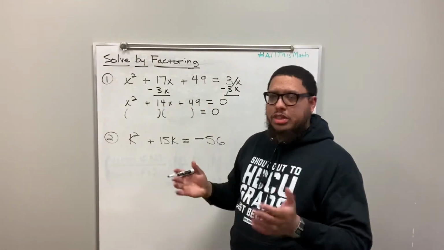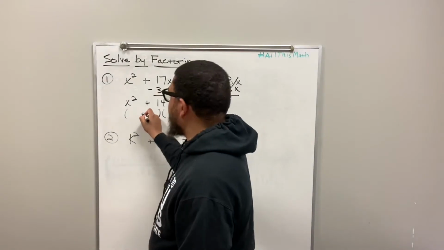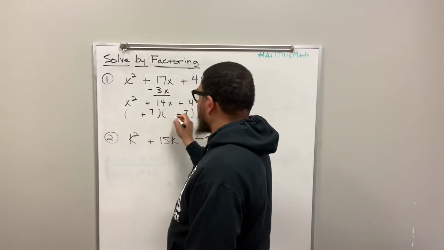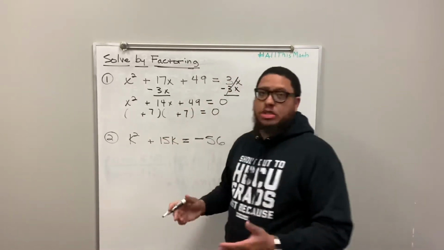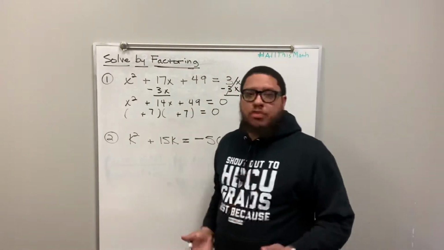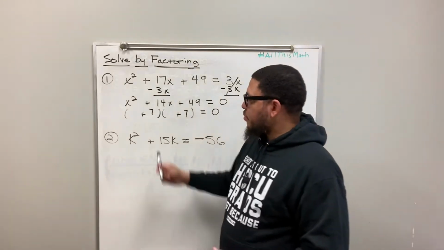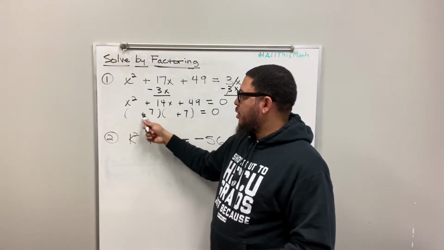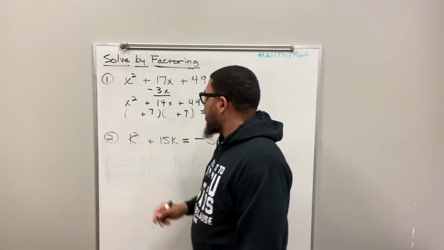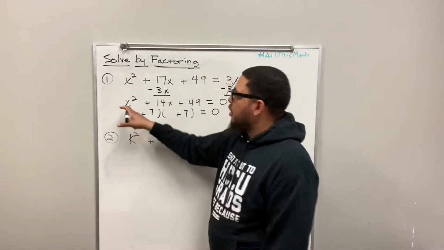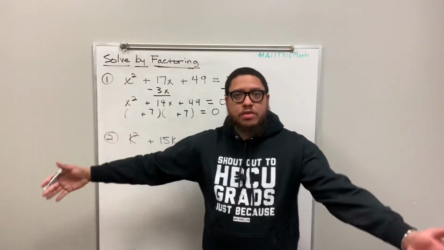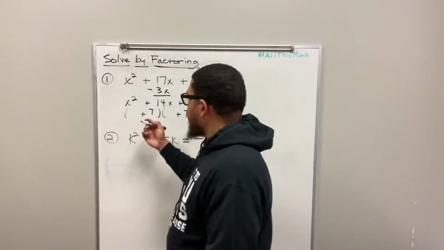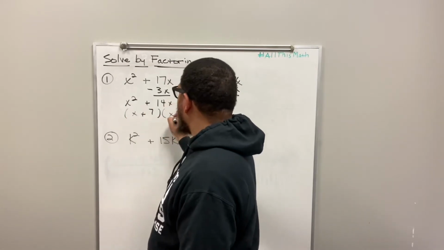So what do we do with those 7s? We put them in the parentheses in the second spots, because you've got a first spot and a second spot. Since we're referring to this as reverse FOIL, we might as well say: first spot, last spot. Now, what goes in the first spot? The factors of x squared. The factors of x squared are just x, because x times x equals x squared. So you put an x right here and an x right here.